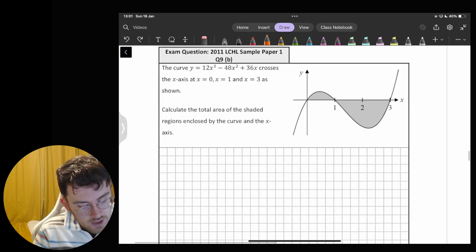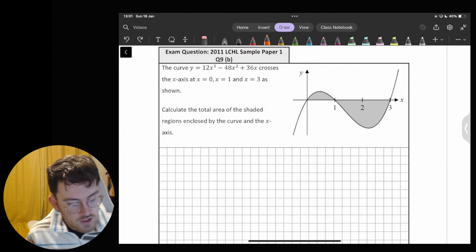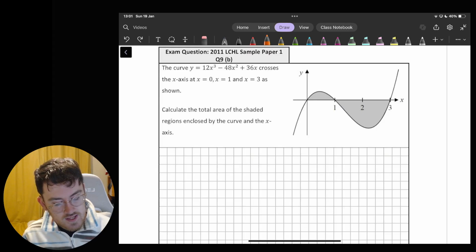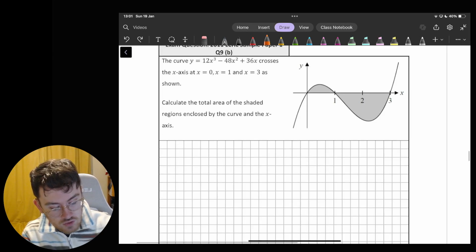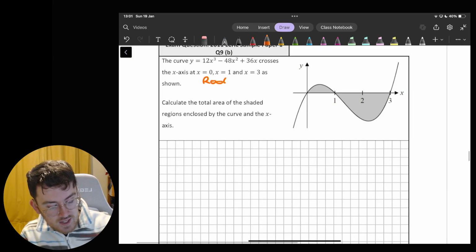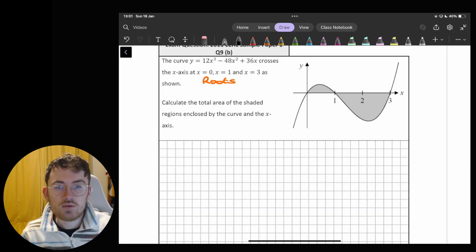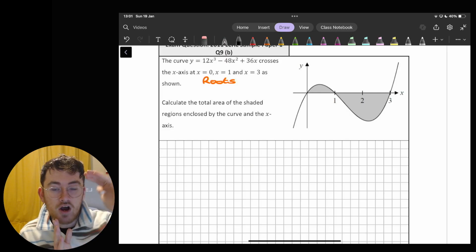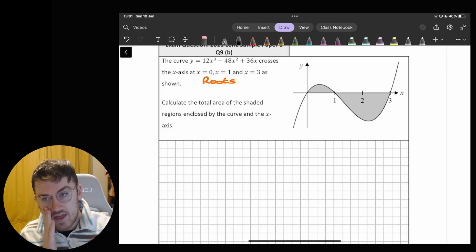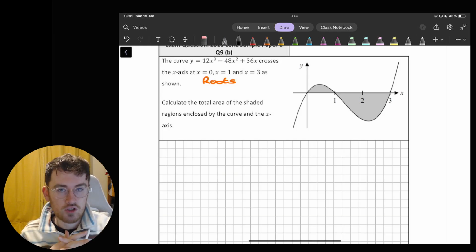So let's look at the second part. The curve y equals 12x cubed minus 48x squared plus 36x crosses the x-axis at 0, 1 and 3 as shown. Okay, so those are roots. And what's important about that, I suppose, is they're telling us straight away there are 3 roots. For a cubic function, that means it has a part above and a part below. Okay, without a doubt, there's obviously a region above and below. Even if we'd no diagram here, that would be kind of clear just from the description that's given to us.